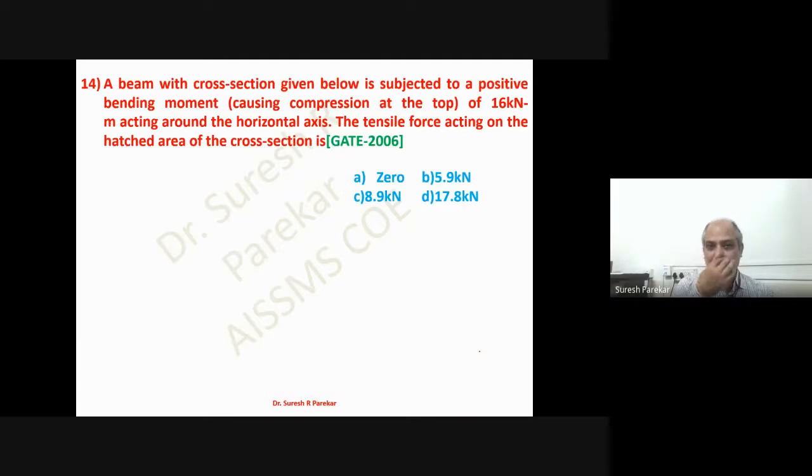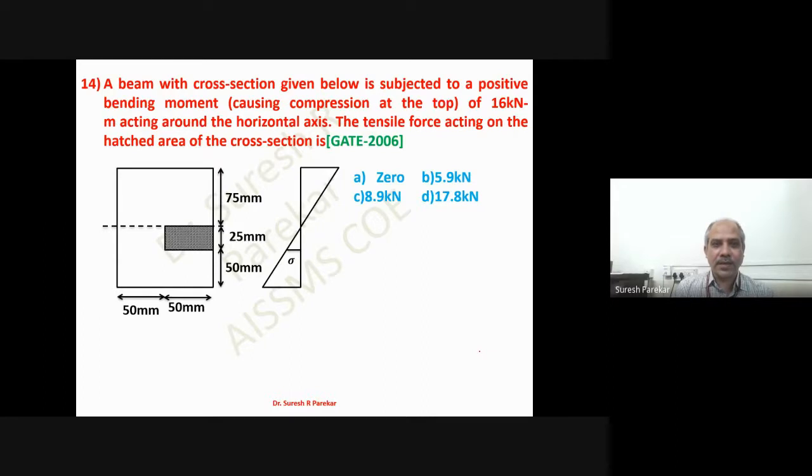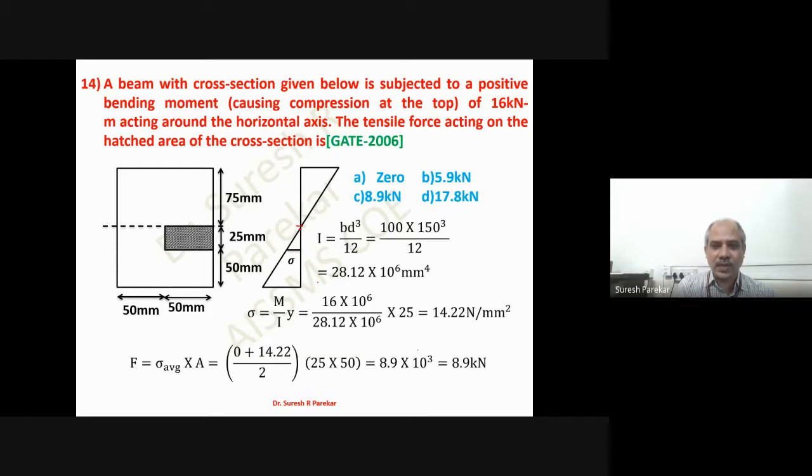And we have a beam with the cross section given below, subjected to a positive bending moment that is given, and the tensile force acting on the hatched area. So this is given. Now the bending moment is given. So we have to find out the stress at this point, because we know the stress at this point is 0. Now we will find Y. So you can see this, we have calculated I.